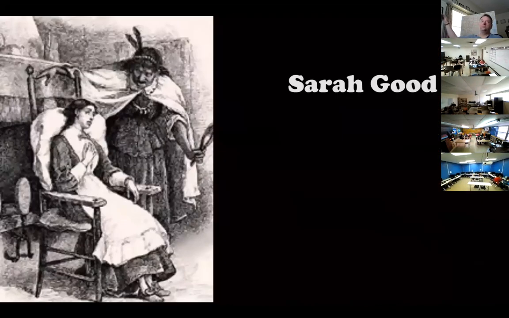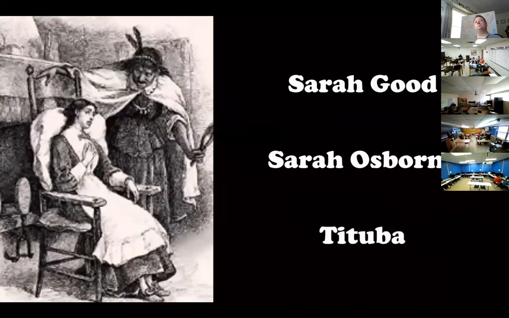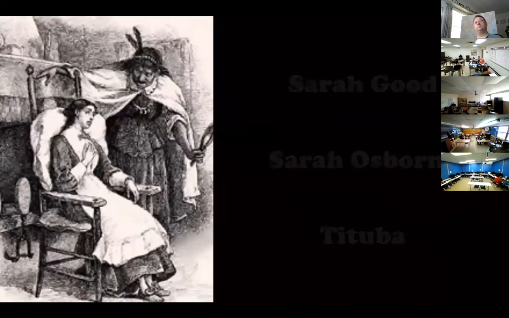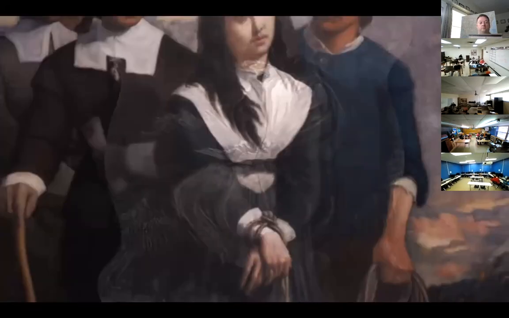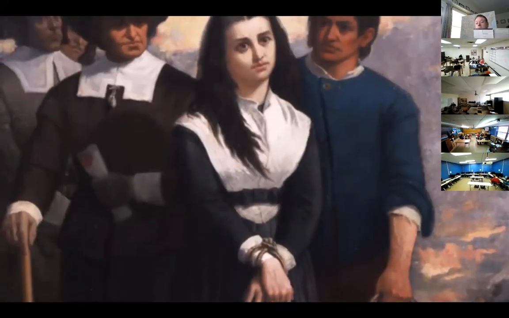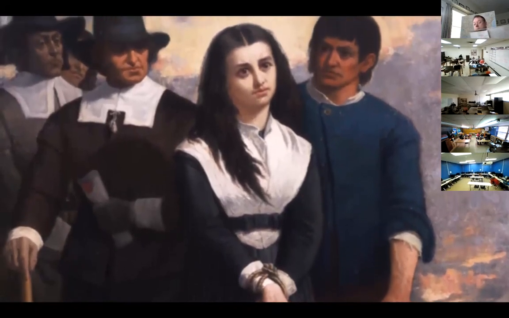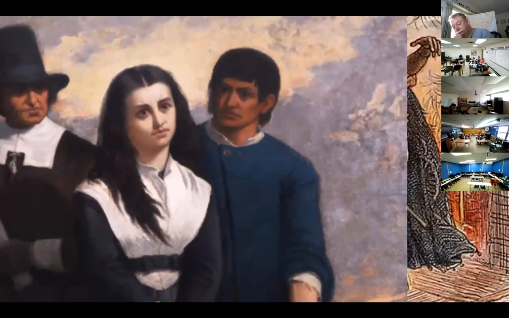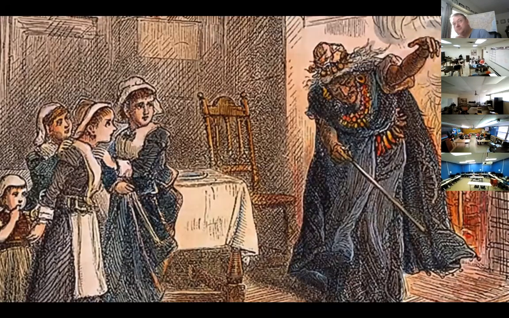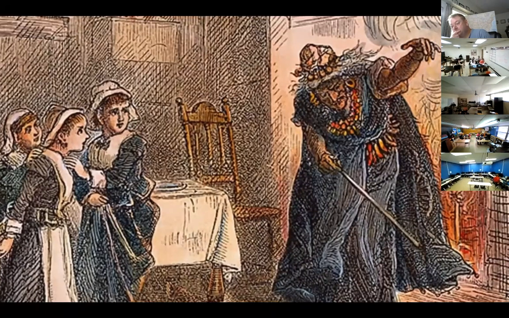Sarah Good, Sarah Osborne, and a slave woman named Tituba were the first three to be arrested. Sarah Good was a homeless woman who had probably been accused simply because of her reputation in the community. Sarah Osborne rarely attended church, and the townspeople believed she only had her own self-interest in mind. It has been long believed that Tituba had entertained the local girls with stories about witches and fortune-telling.